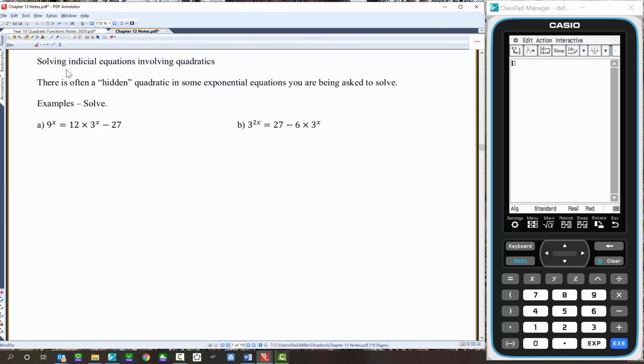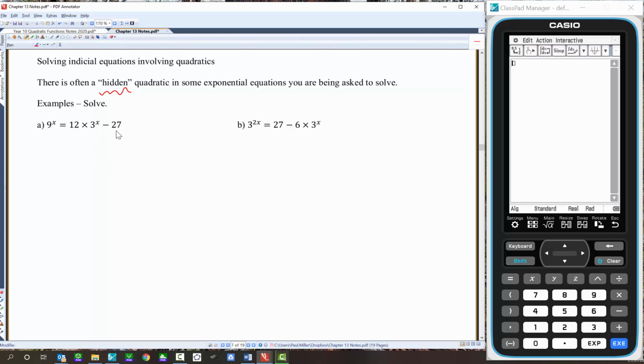Now, solving indicial equations involving quadratics. There is often a hidden quadratic in some exponential equations you are being asked to solve. These come up a lot in Year 12 Methods exams, the hidden quadratic. So identifying the hidden quadratic is really, really important.